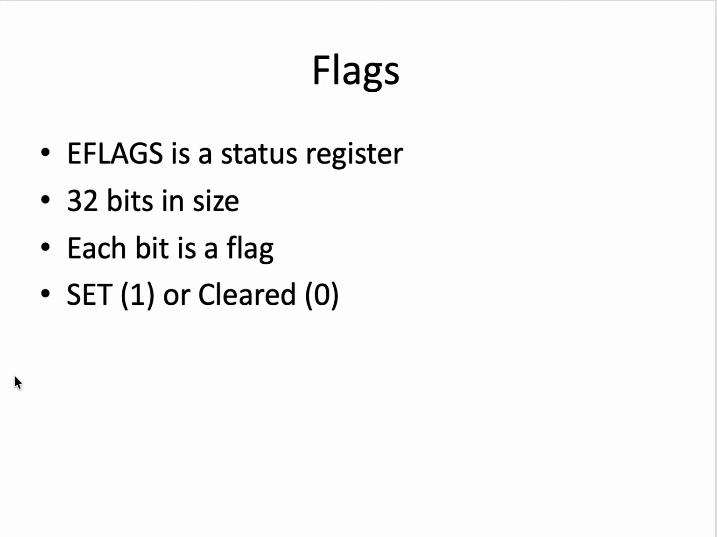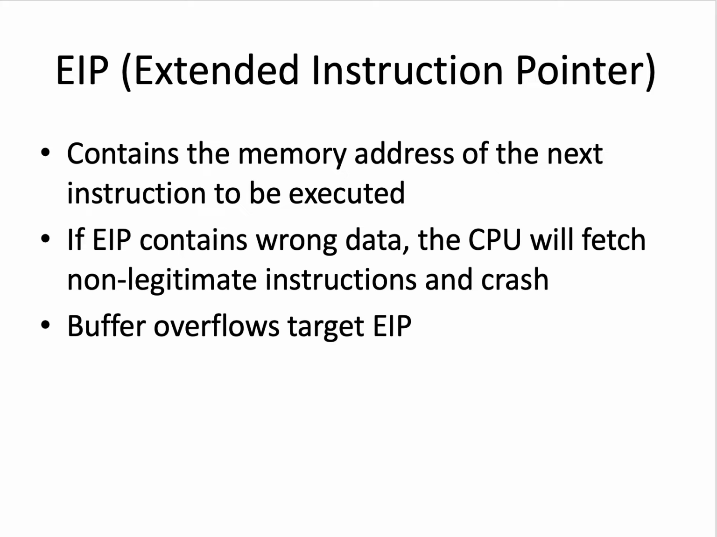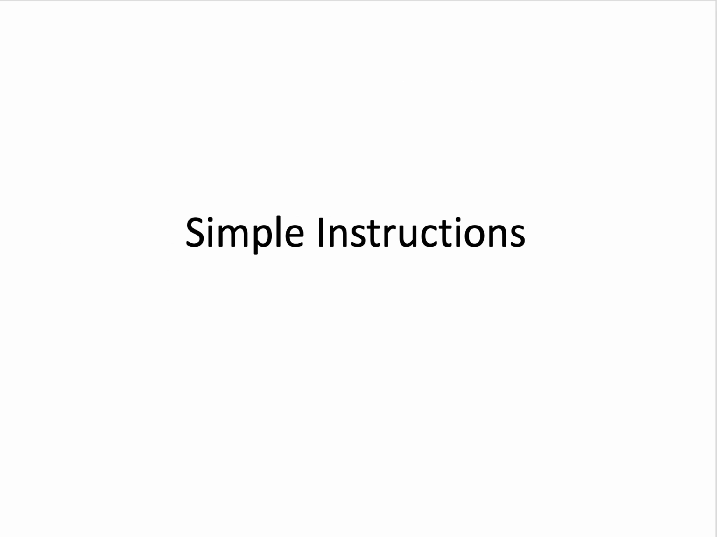Flags are 32 bits, and each bit is a flag, set to 1 or cleared to 0. For example, the zero flag is set when the result of the operation is 0. The CF flag is ticked if the operation is too large or small for the destination. There are other types of flags as well. The extended instruction pointer contains the memory address of the next instruction to be executed. Let's take a look at simple instructions here.